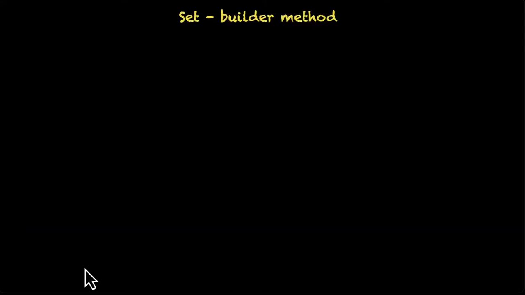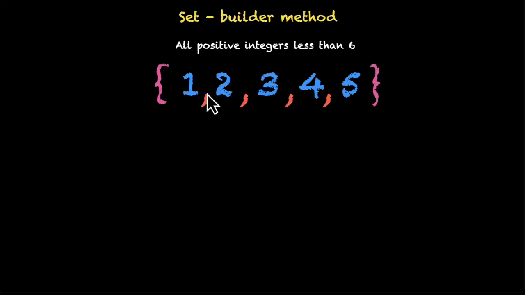Let's look at the set builder method now. So again, let's do an example. All positive integers less than 6. The roster method says that's how you do it. You have brackets and you have the answer inside the bracket.